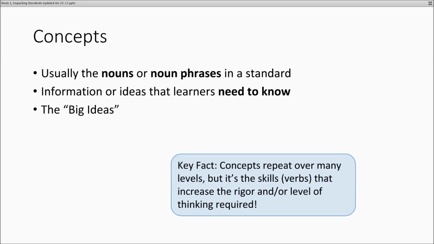Let's look at concepts. As opposed to skills with verbs, concepts usually use nouns or noun phrases in the standard. These are the information or the big ideas that learners need to know. Let's look at an example. But first, let's remember, I think this is important. The key fact is that concepts can be repeated over many levels or over years, such as the life cycle, or growth and development, or main idea. But it's the skills or the verbs that are going to increase the rigor and or level of the thinking required. And this we'll talk about more later in our module together.